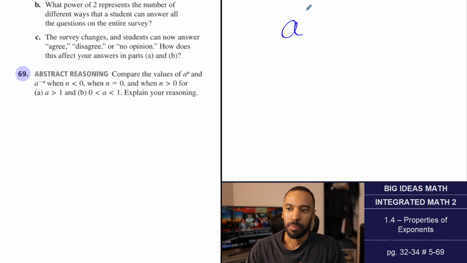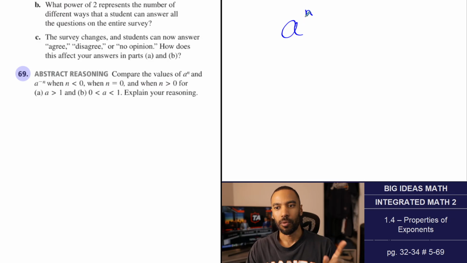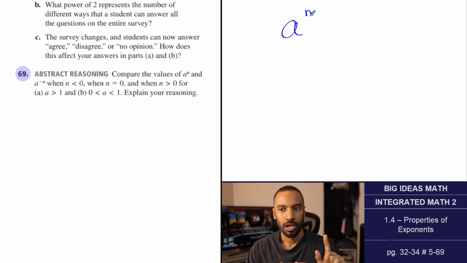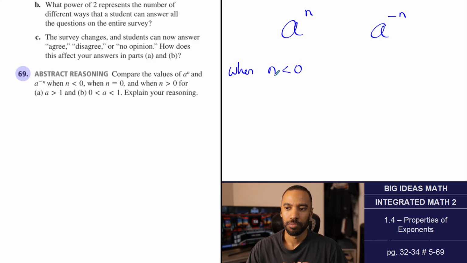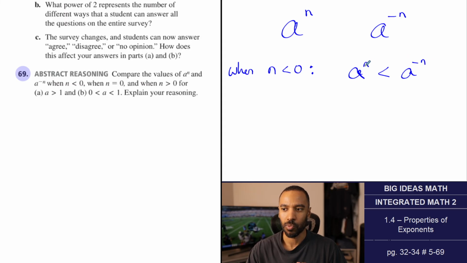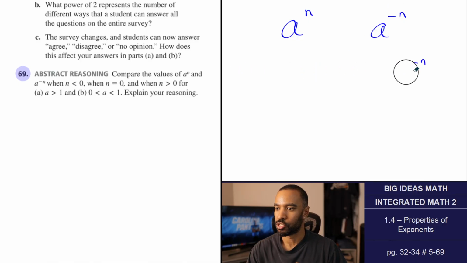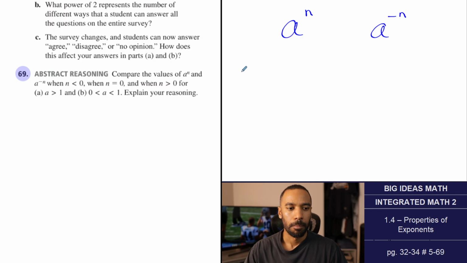a to the n, so base raised to a power. And a to the negative n. When n is less than 0, so when n is a negative number, compare the values. Okay, so when n is less than 0, a to the n becomes less than a to the negative n, because this turns negative. Oh, I'm sorry. Timeout, timeout, timeout. We have to do these two different things. Give me 1 second.